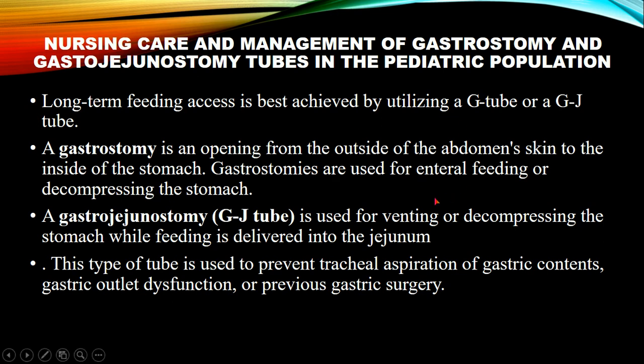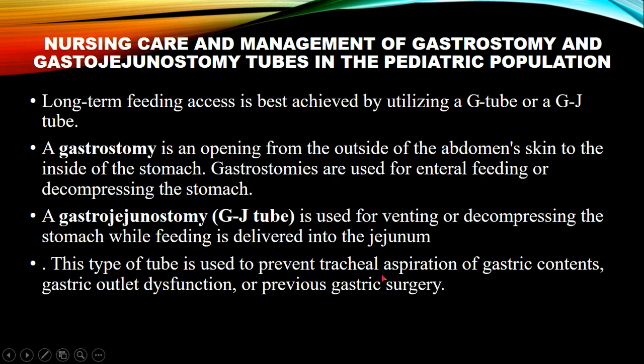Okay. So this is used for enteral feeding. Enteral feeding means we want to give feed to the gastrointestinal system. It may also be used for decompressing. Decompressing means if you want to remove some secretions, then you can even take them out. This is one thing. Next is gastrojejunostomy. This is called GJ. This is the G tube and this is the GJ tube. This is used for venting or decompressing the stomach while feeding is delivered to the jejunum.